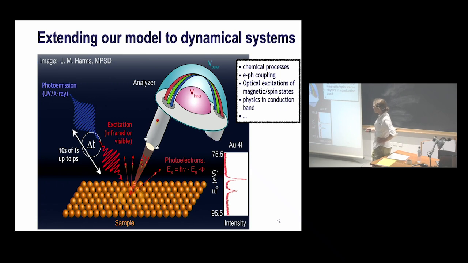Of course, our time resolution is going to be limited both by the temporal pulse width and also by the synchronization of the two pulses. Typically, for many of the types of experiments I'm talking about here, this is something like tens of femtoseconds up to picoseconds, depending on the physics of interest.